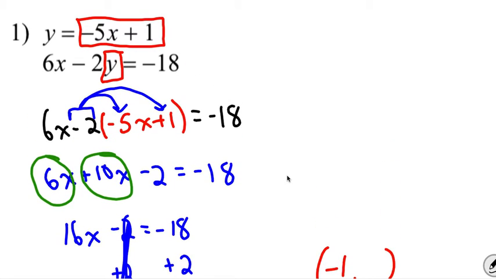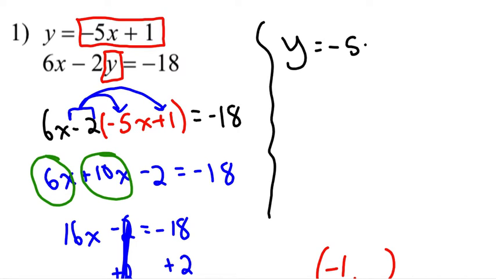So I'm going to take the x value and plug it back into one of these equations and solve for y. So I'm going to use this top one because it's already solved for y. So if I take that top equation, negative 5x plus 1, it's very, very easy for me to get y.